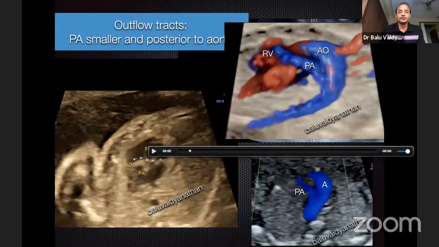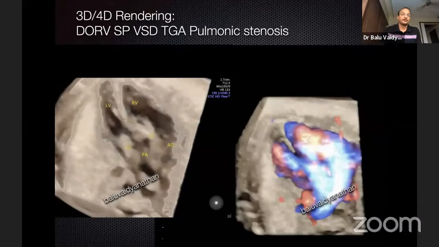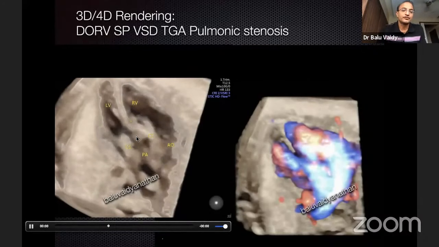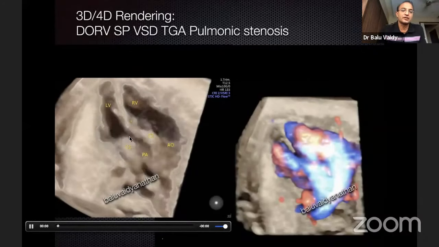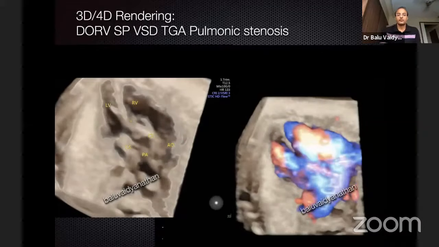So what do we do in this situation? So it's an example of a DORV with subpulmonary VSD and TGA and pulmonary stenosis. And this is very nicely rendered here. You can see that there is a significant narrowing of the subpulmonary area, while the aorta is huge here. So this is the moving picture.